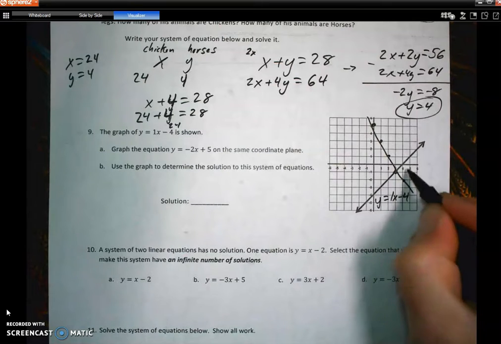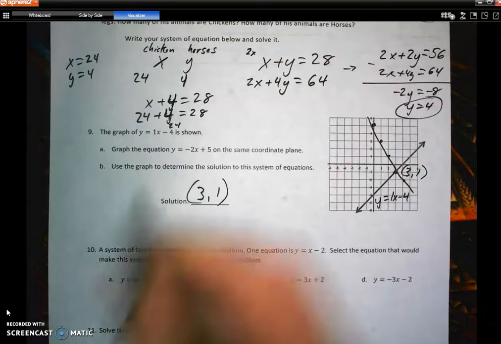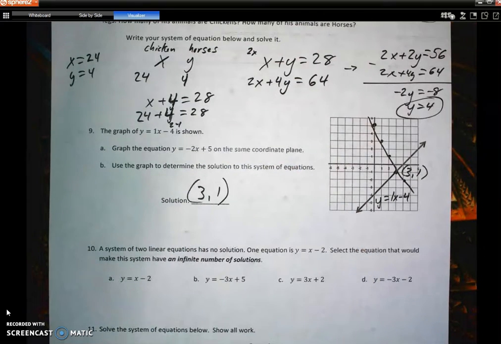It's right here at 3, 1. So the answer is 3, 1. They give you this one. Graph that one. Tell me where they crisscross.